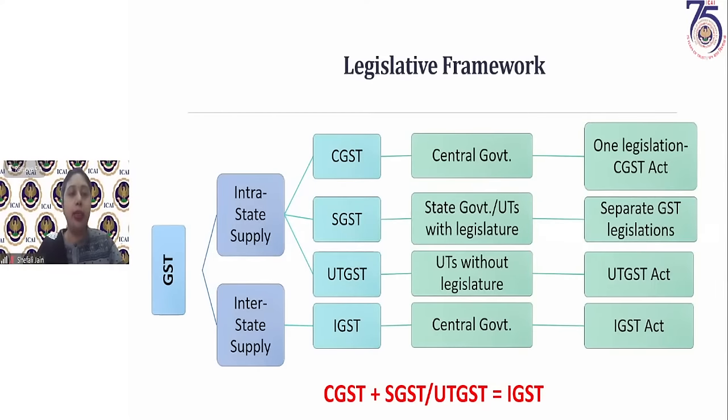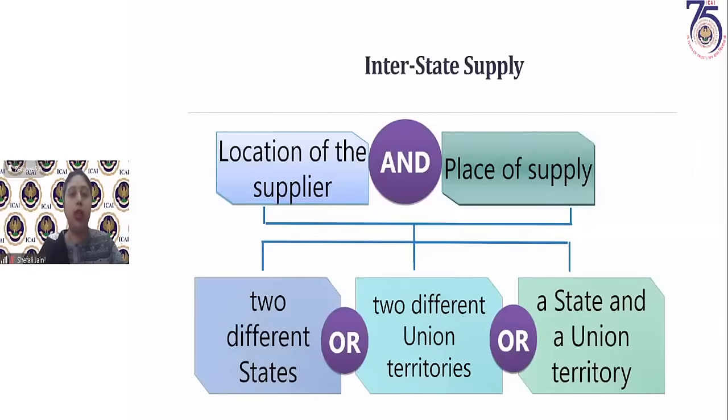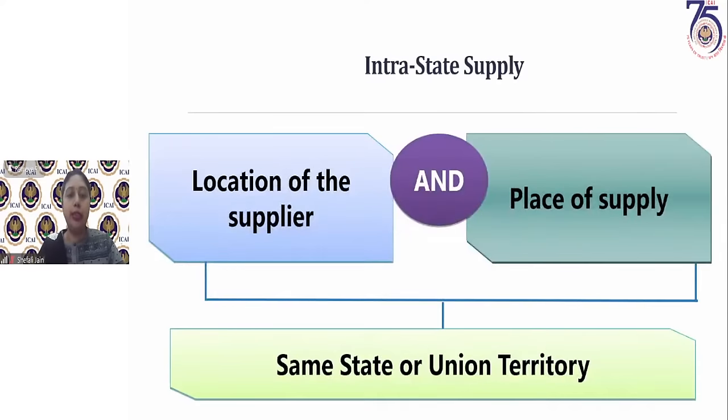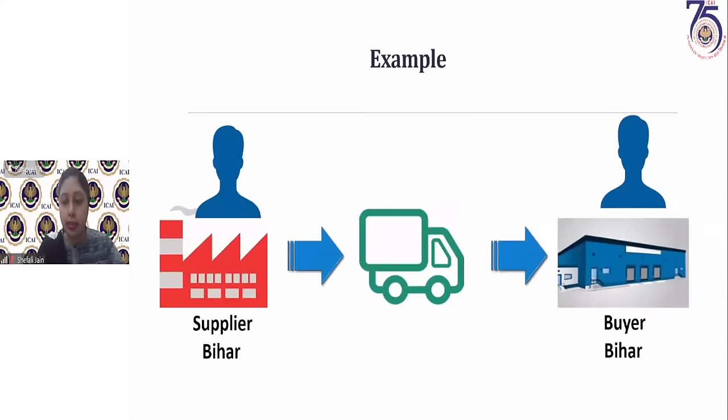Now, intrastate supply is a supply where the location of supplier and place of supply are in one single state or in one single union territory. So only one union territory or one single state is involved in this particular transaction. For example, a supplier in Bihar has supplied goods to a buyer in Bihar. State involved is Bihar. Had it been Ladakh, suppose the supplier in Ladakh has sold goods to a buyer in Ladakh, then also it would have been an intrastate transaction. Only one single union territory or a single state is involved in the transaction.